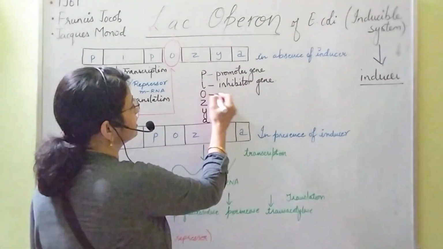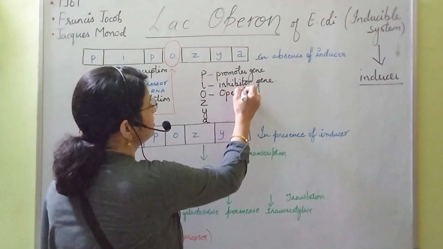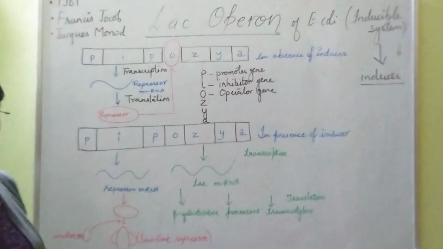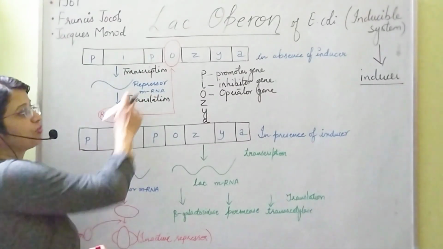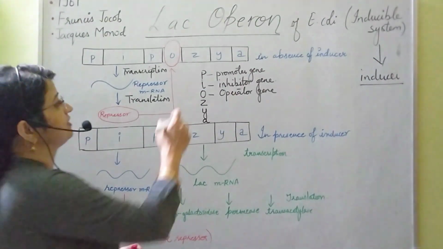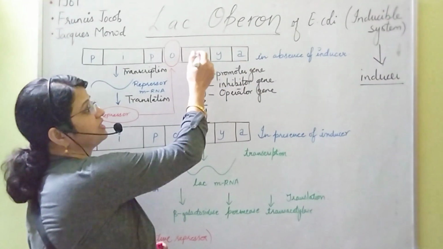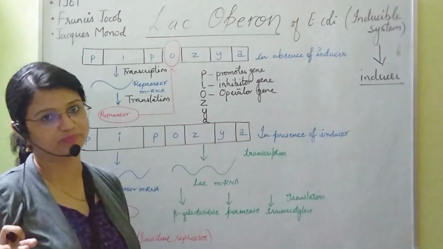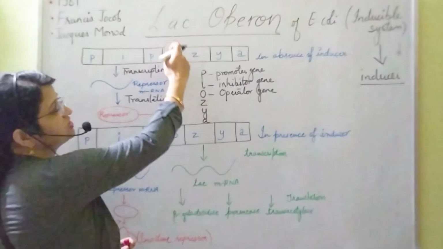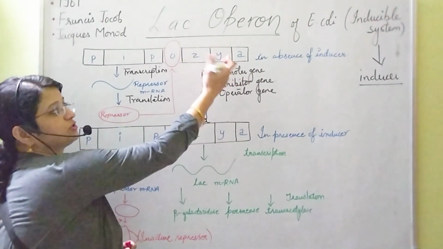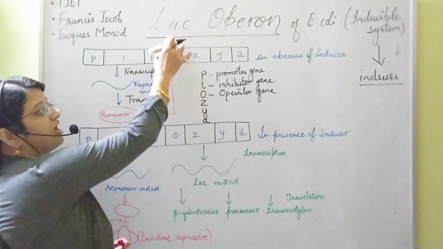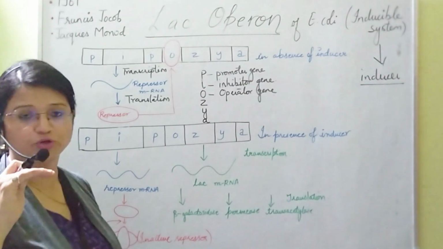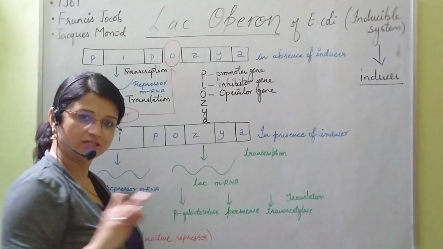This is gene O. It is known as the operator gene. What happens here? If the repressor protein binds with the operator gene, then the transcription of the structural gene will not take place and the messenger RNA will not be formed. Clear? This operator gene is present adjacent to our structural gene, and if it is bound with the repressor protein, there will be no transcription of the structural gene.